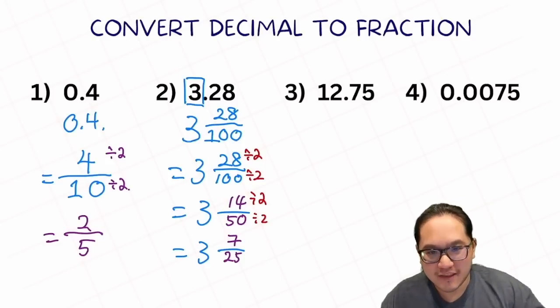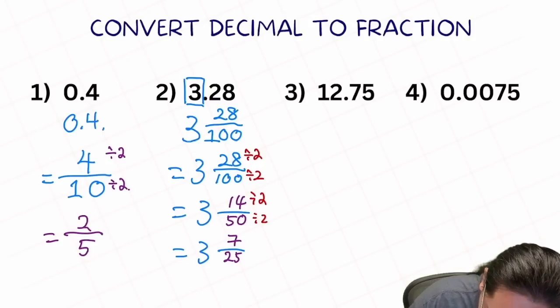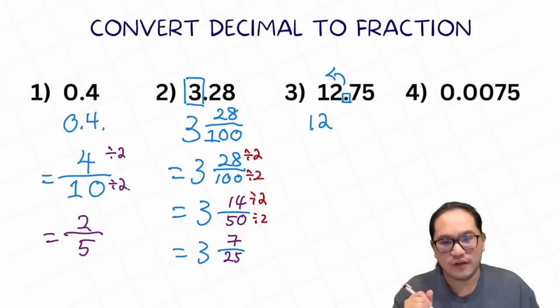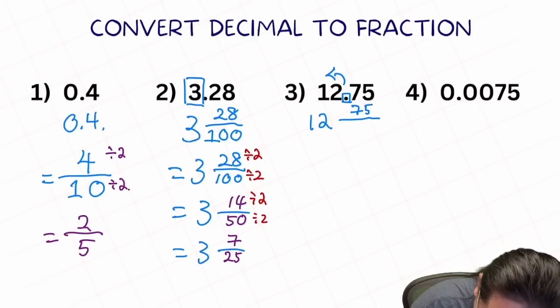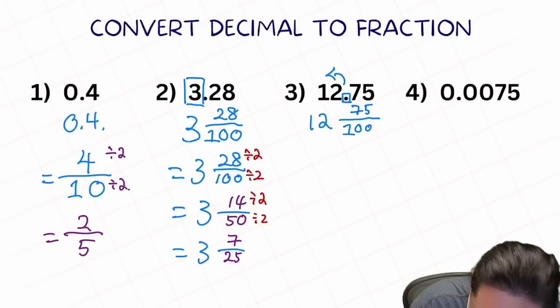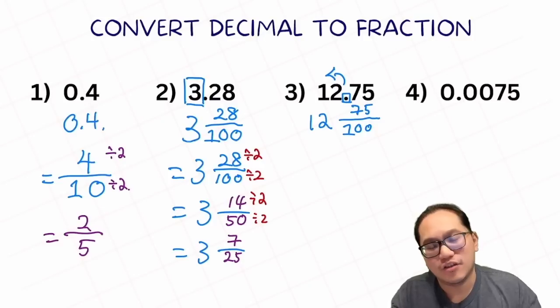Let's move to our next practice, right? We got 12.75. Let's set this up. We know that any digit on the left side of the decimal, we don't have to convert. So we got 12 as a whole number. And now we got 75 over what? 100, right? Since we got 2 units behind the decimal, we put 1 and then 2 0s.